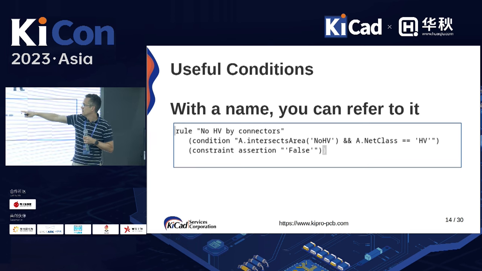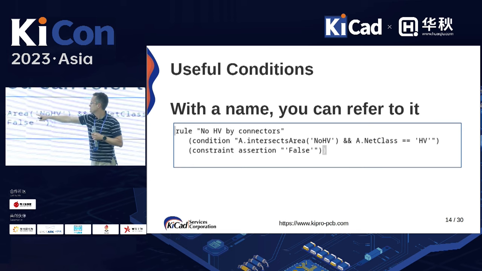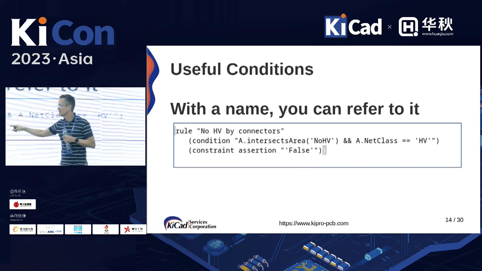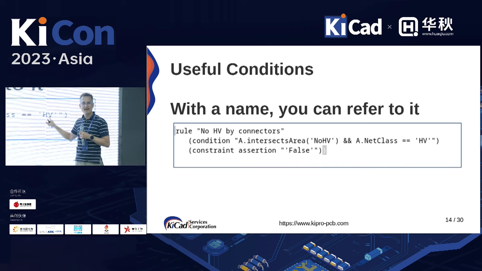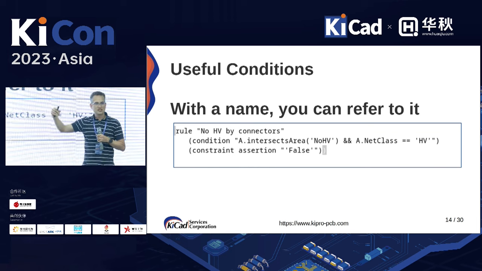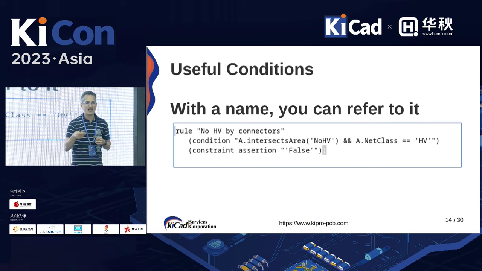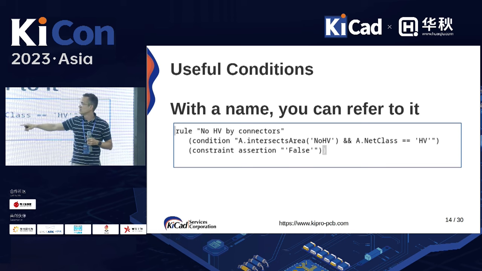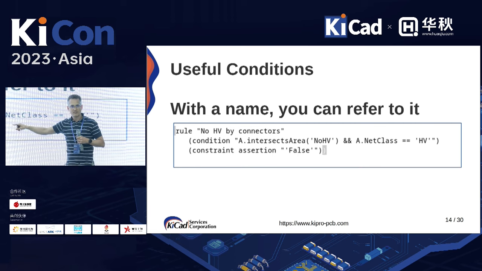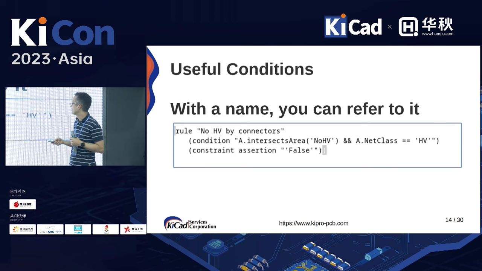And so area, so here we have our first, right? This is only one object, A intersects area, no HV. So whatever object you have, if it intersects the area, no HV, and its net class is HV, what are we doing here? We're setting a constraint that is just an assertion. An assertion says, I have to be true. If I hit this, I have to be true. We're saying the assertion is false. So if the condition is true, this raises a DRC error, always, every time. So setting up an assertion that is false gives you a quick way to make a DRC error.